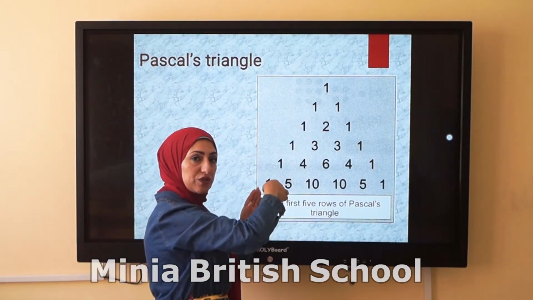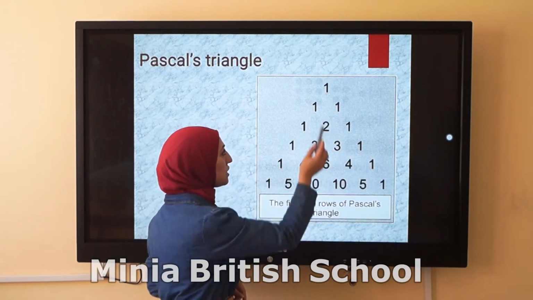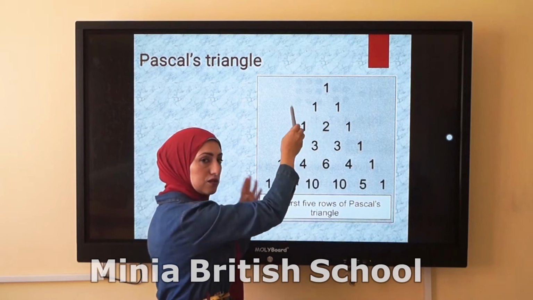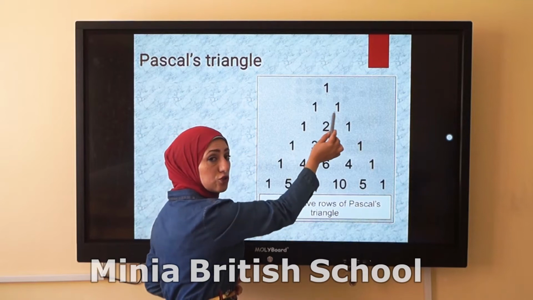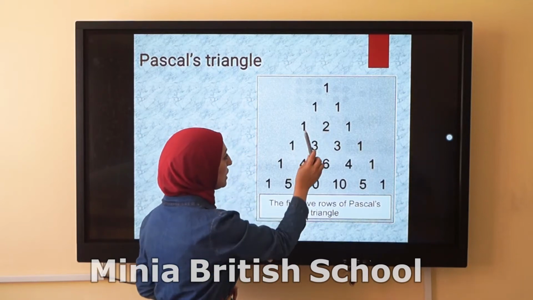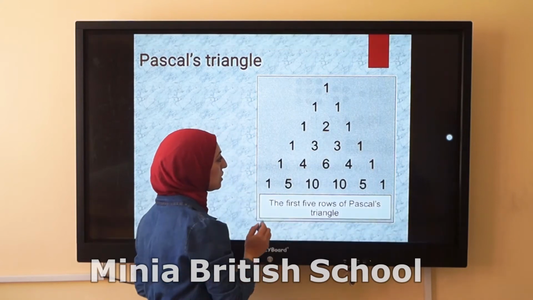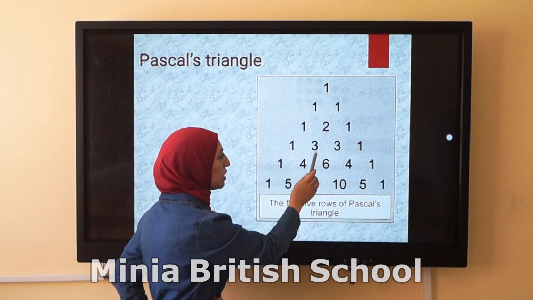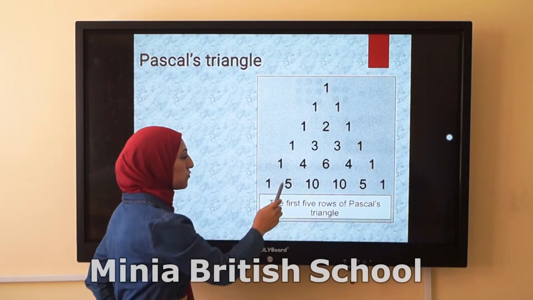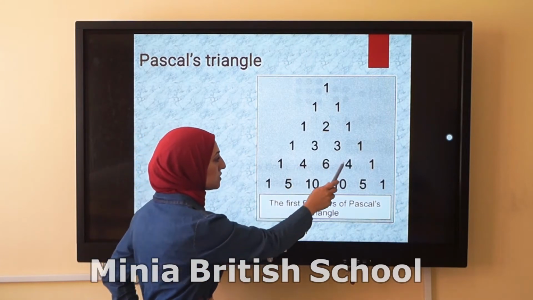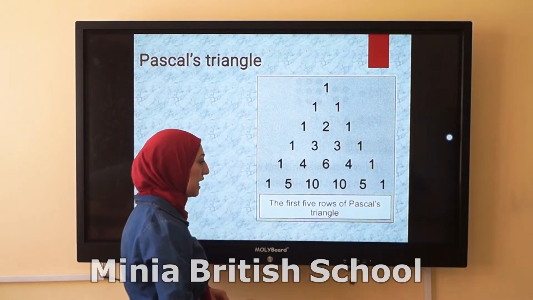The rule always starts with one and ends with one. The first row is one, the second starts with one and ends with one. The next one, adding these two ones together to be two. Then 1 plus 2 equals 3, 2 plus 1 equals 3. The next one, 1 plus 3, 4, 3 plus 3, 6, 3 plus 1, 4, and so on. 1 plus 4, 5, 4 plus 6, 10, 6 plus 4, 10, 4 plus 1, 5, and so on. And this is called Pascal's triangle.